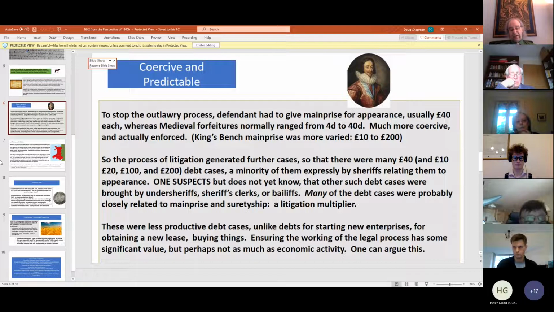So there were 3 performance bonds for 40 pounds each, normally for the defendant to show up, and the people who were the mainpernors were usually not all that confident that the defendant would actually comply. And so I have a number of cases showing that mainpernors would then get their own performance bond from the defendant, so that they would be able to collect from him if they had to pay.